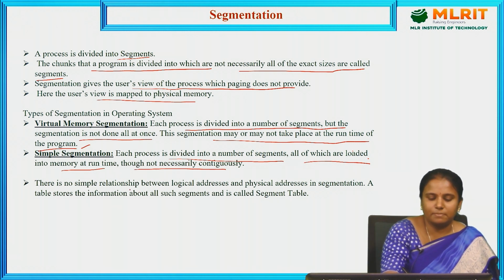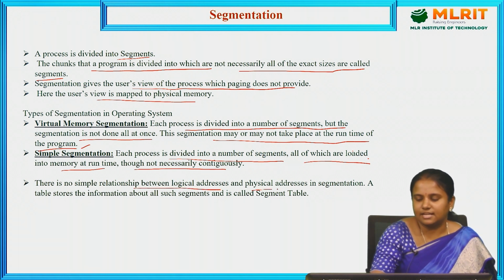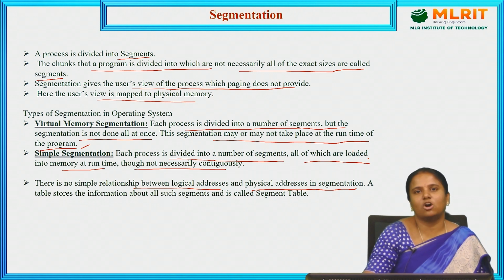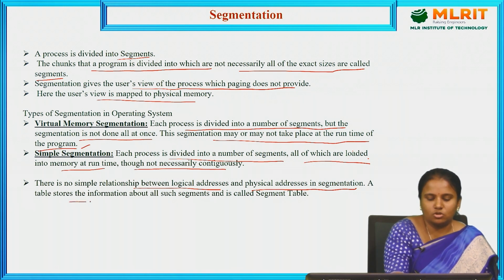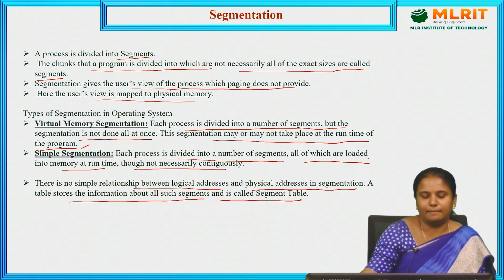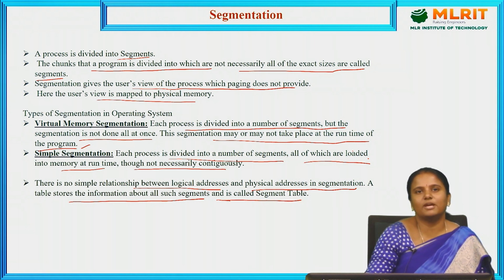There is no simple relationship between logical address and physical address in segmentation. A table stores the information about all such segments, and it is called the segment table. The information about each segment is stored in the form of a table, which is known as the segment table. This is segmentation.